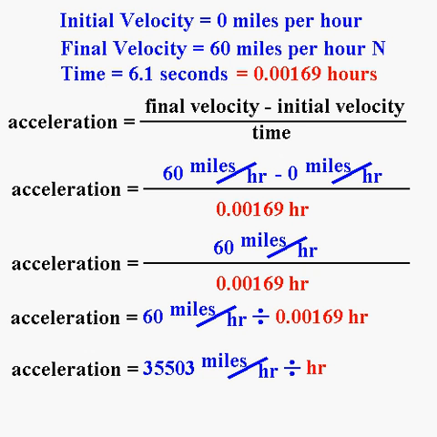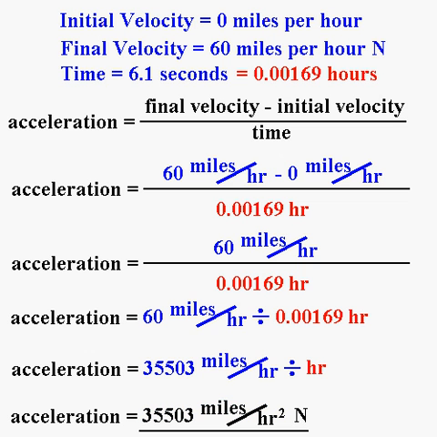We've gone over this kind of division a couple times, so I'm not going to drag through it this time. Miles per hour divided by hour is miles per hour squared. So the acceleration is 35503 miles per hour squared. Now, it turned out to be positive. There's no negative sign in there. So that means the acceleration is directed in the same direction as the motion. Therefore, the acceleration is 35503 miles per hour squared north.